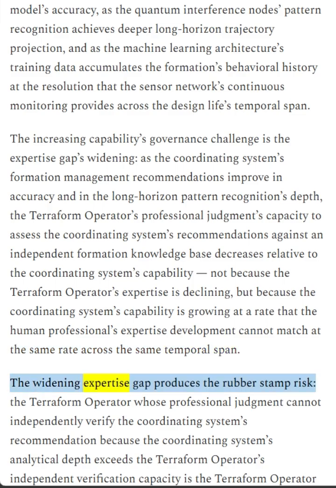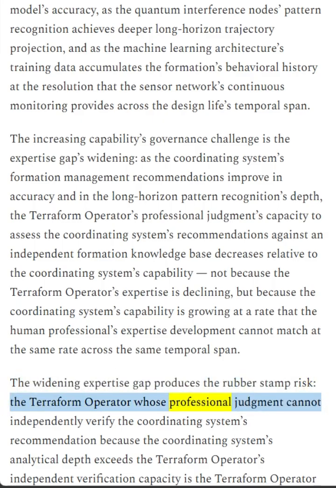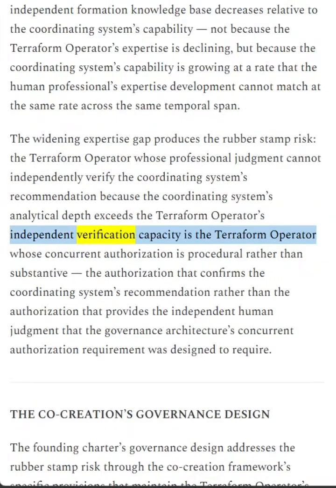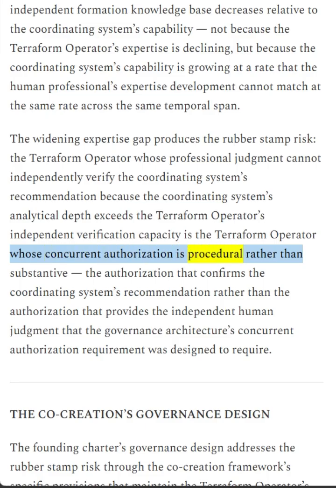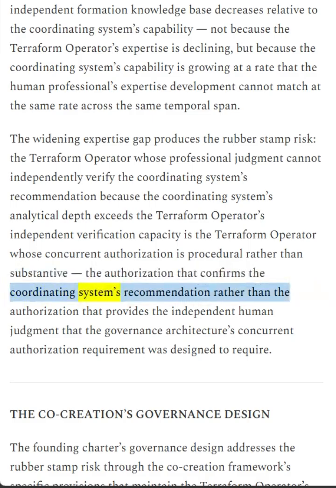The widening expertise gap produces the rubber stamp risk. The Terraform operator, whose professional judgment cannot independently verify the coordinating system's recommendation because the coordinating system's analytical depth exceeds the Terraform operator's independent verification capacity, is the Terraform operator whose concurrent authorization is procedural rather than substantive. The authorization that confirms the coordinating system's recommendation, rather than the authorization that provides the independent human judgment that the governance architecture's concurrent authorization requirement was designed to require.